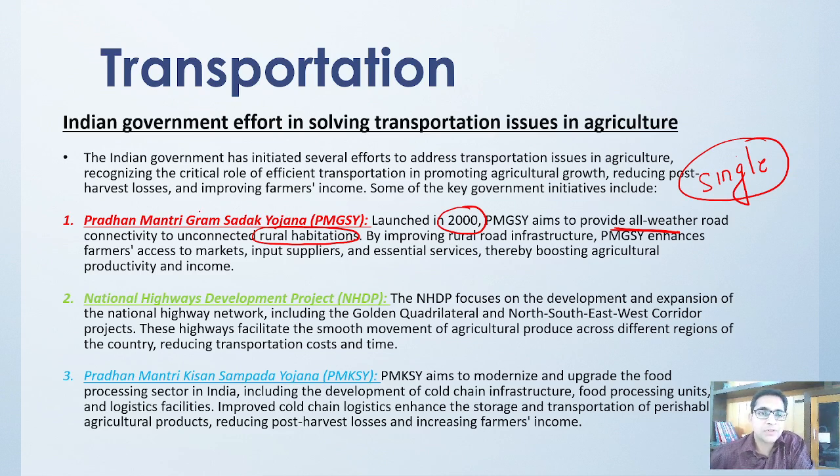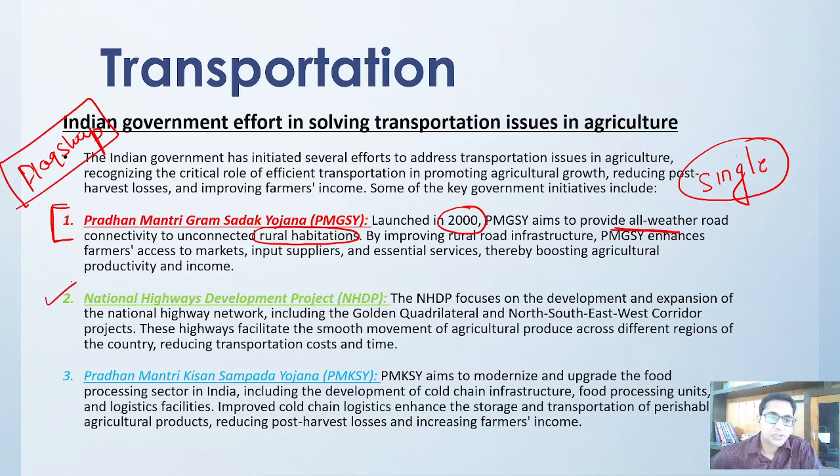Pradhan Mantri Gram Sadak Yojana is a flagship scheme of the government which has been running for many years, and it is connecting all the villages and rural habitations throughout our country. We have more than 6 lakh villages in our country, and all of these will be connected by all weather roads.